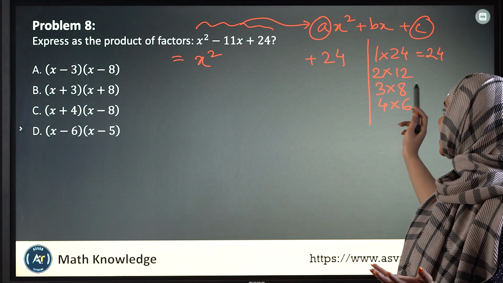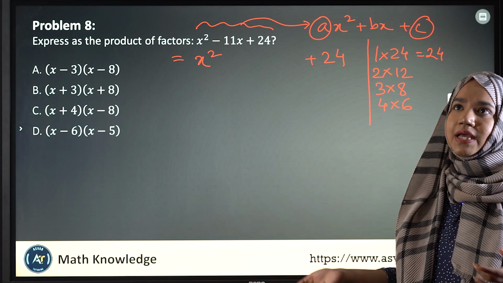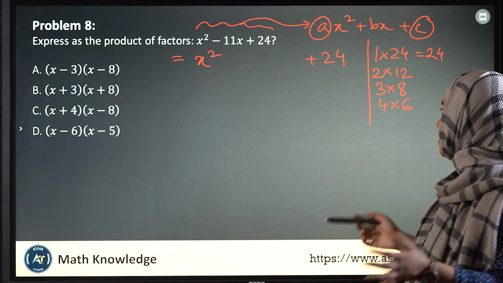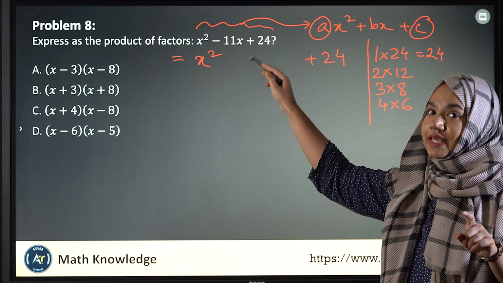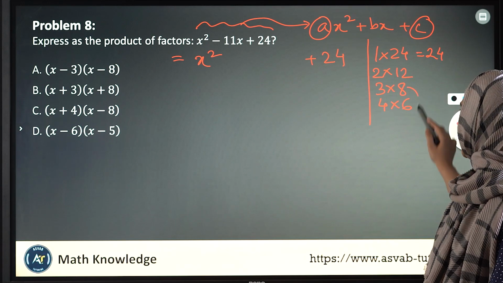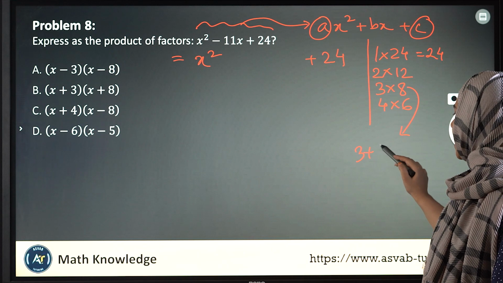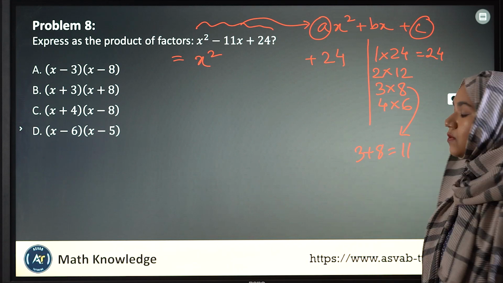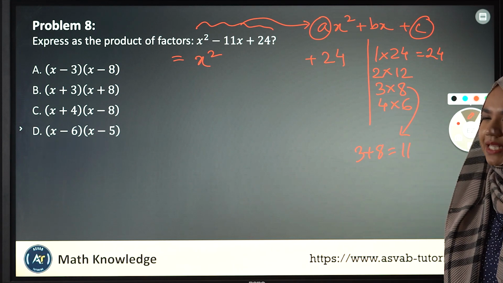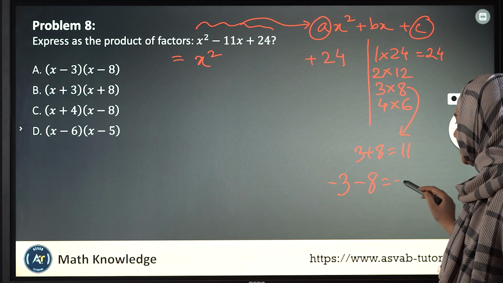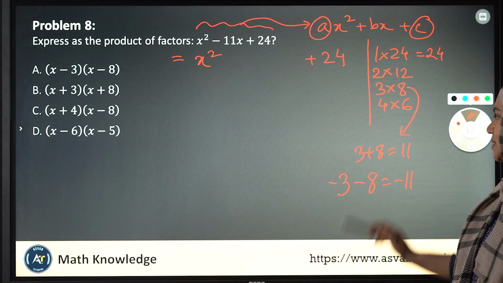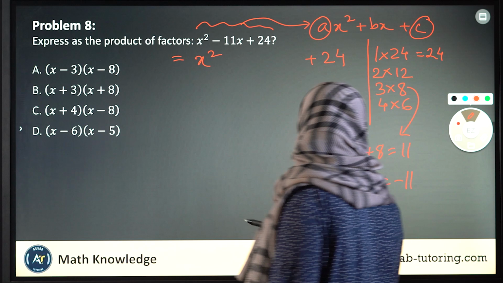2 plus 12 is 14. 2 minus 12 is minus 10. So not. 3 plus 8 is 11, right? So see, we're getting somewhere. If 3 plus 8 is 11, what will actually lead us to minus 11? What do you think? Minus 3 and minus 8 will lead us to minus 11, right? So that's exactly what we are going to write in this case.